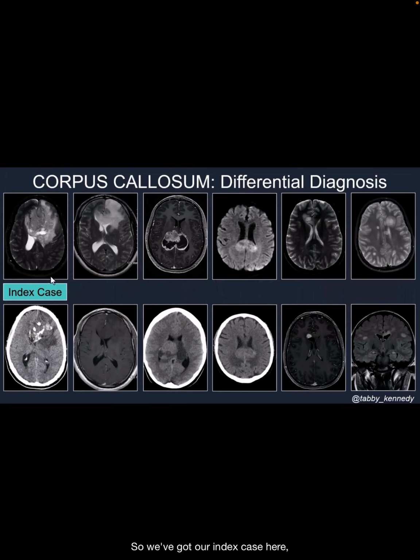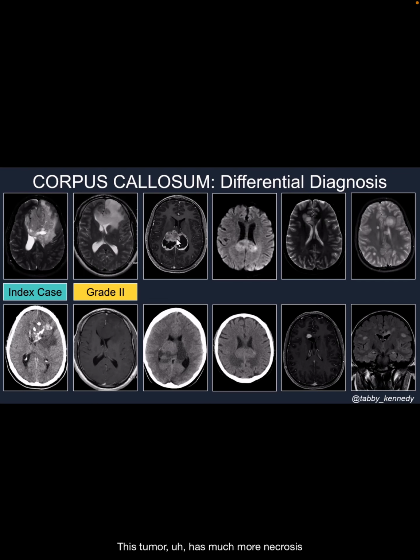So we've got our index case here, and we want to be thinking about tumors and tumor mimics. Tumors can really come in a lot of different varieties, particularly involving the corpus callosum. Here we have a non-enhancing tumor. We can see the post-contrast images, no enhancement, but we've got quite a bit of expansion of the corpus callosum, quite a bit of mass effect. This was a grade 2 astrocytoma, and that expansion is really pushing us towards a tumor diagnosis, and we can see that cortical involvement with cortical thickening.